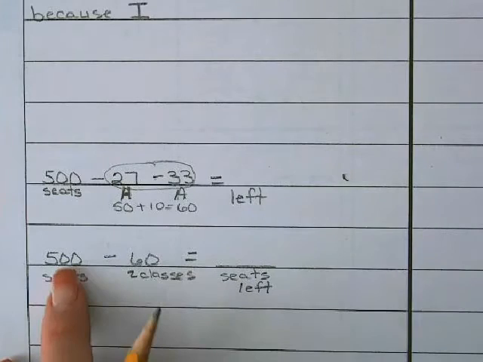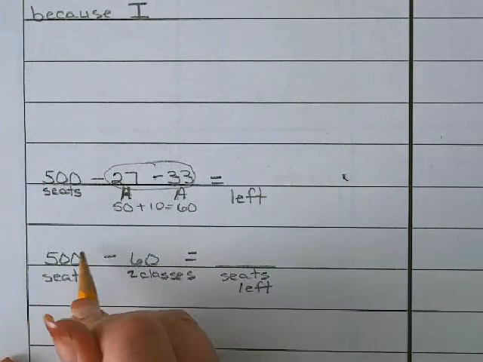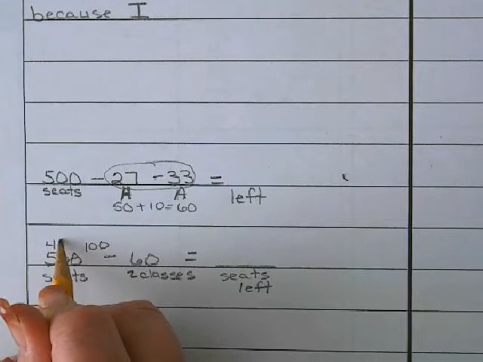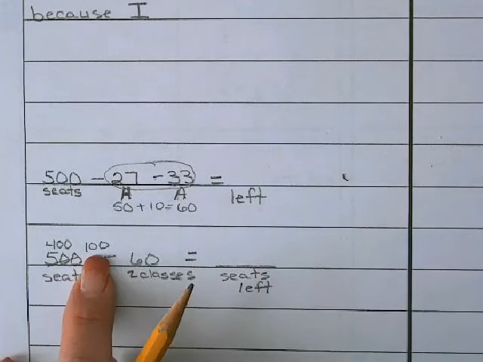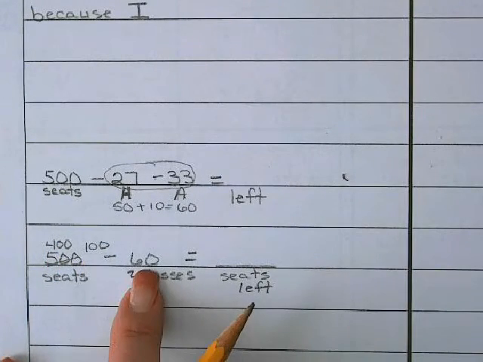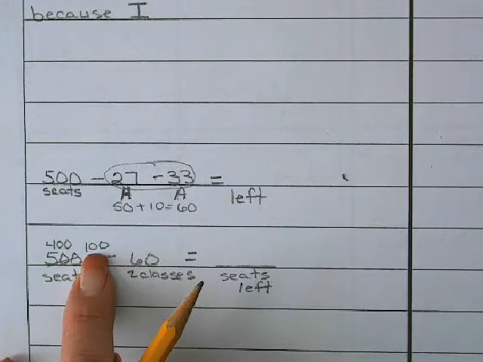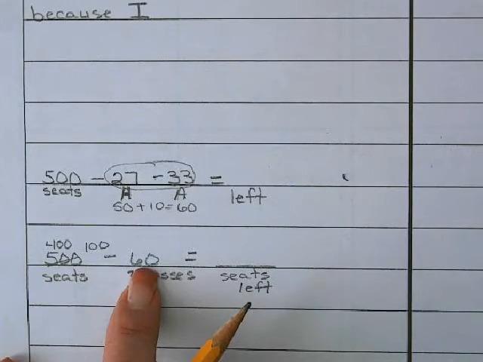So I don't even have 100, I have 500. I need at least just one of those hundreds to subtract. So if I were going to subtract, it might be easier for me to take out 100, subtract 60, and then put this 400 back with what's left. So I'm going to do that. I'm going to take 100 minus 60.